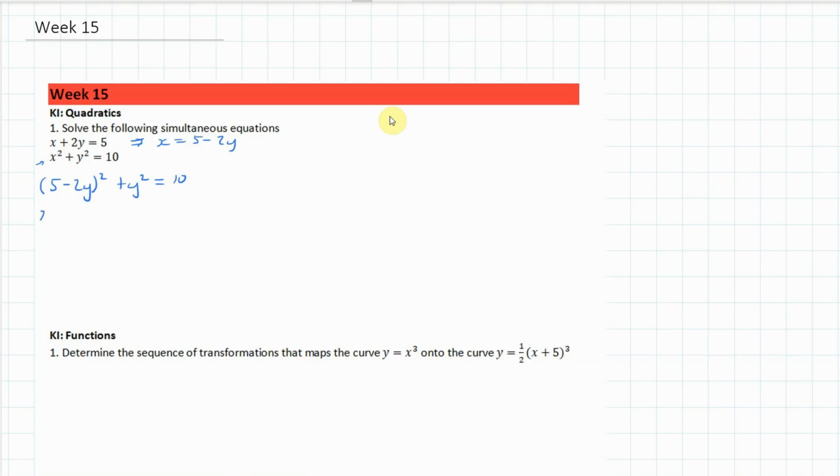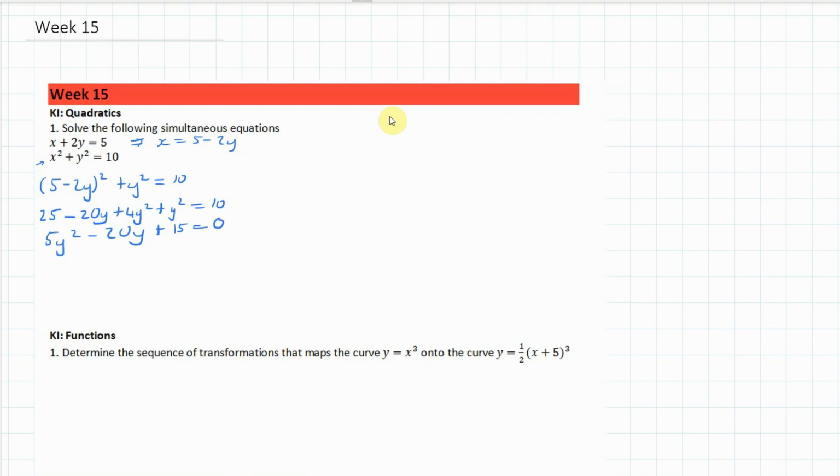And when we expand this, we're going to get 25 minus 20y plus 4y squared plus y squared equals 10. So we gather everything across to one side, and we're going to get 5y squared minus 20y plus 5. Oh, sorry. Wait a second. Plus 15. So we bring that 10 across by subtracting. So yeah, that's plus 15 equals 0.